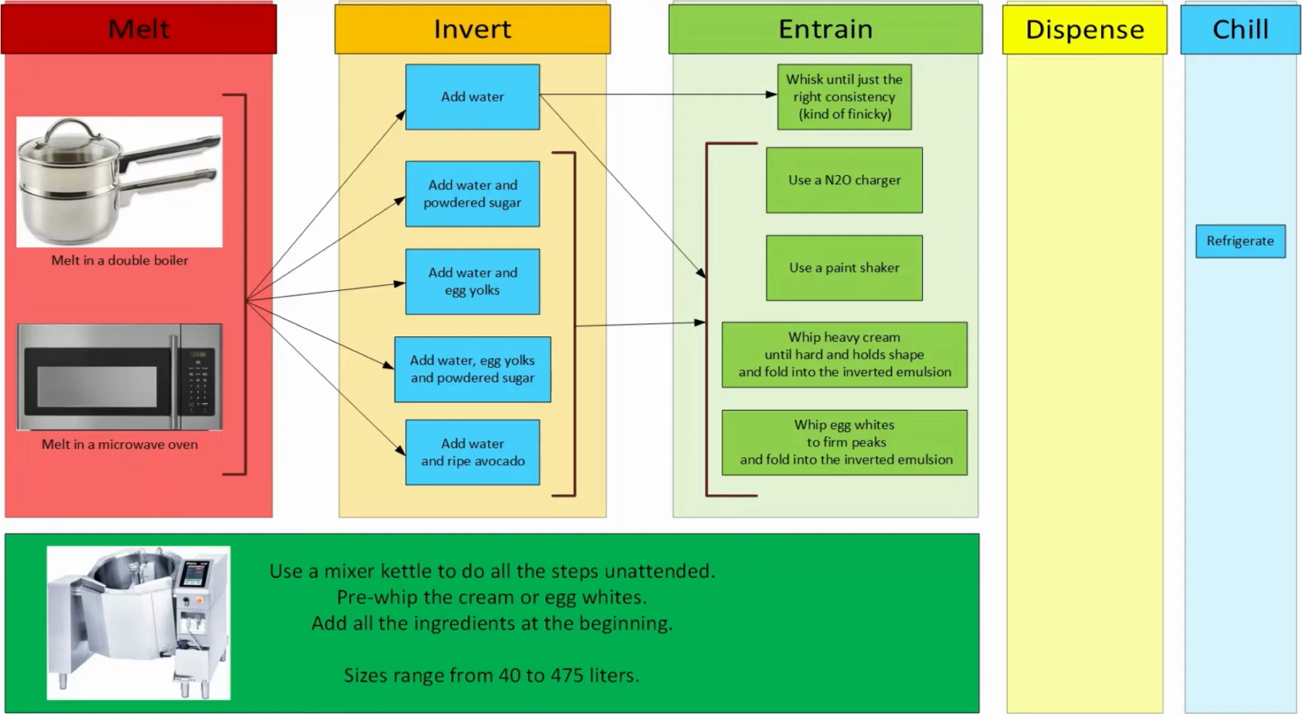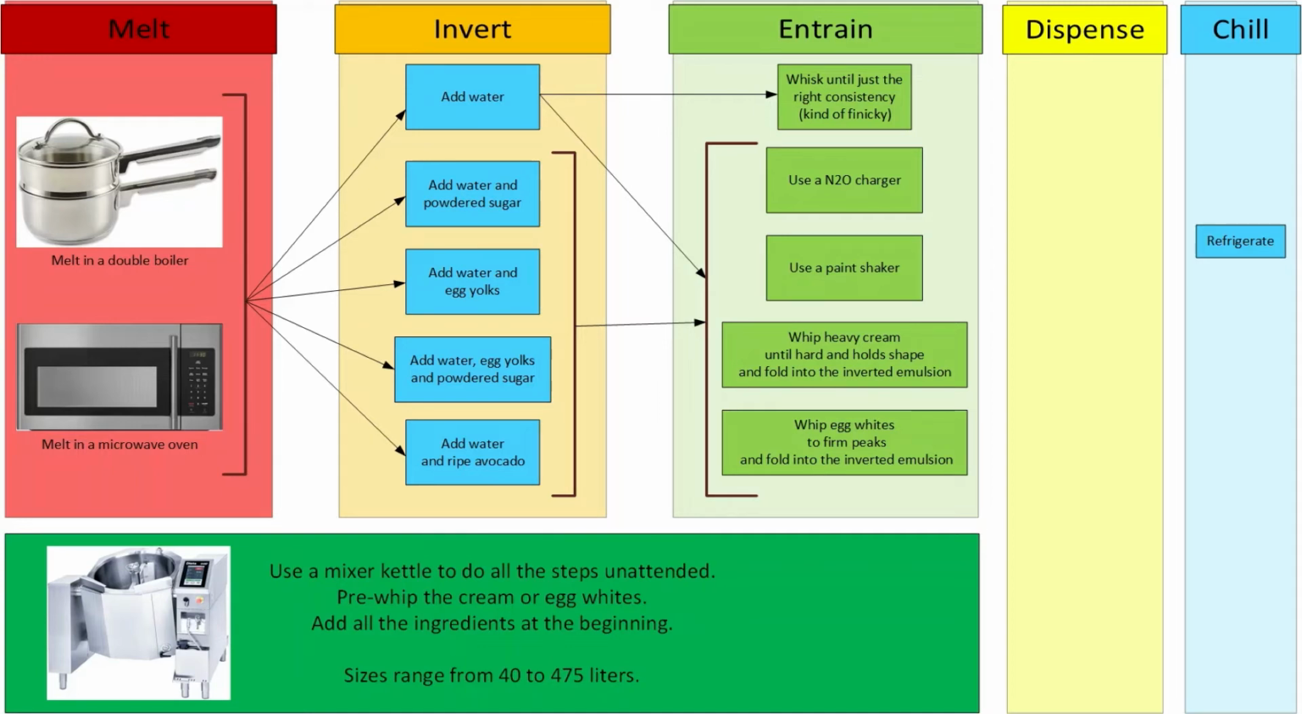One can melt the chocolate with either a double boiler or a microwave. But it turns out the microwave is more controllable, especially if heating is done in short bursts. One can invert the emulsion with just water, but the results are very questionable and short-lived. Using sugar, egg yolks, or even avocado changes the texture for the better and adds strength to the bubble walls.